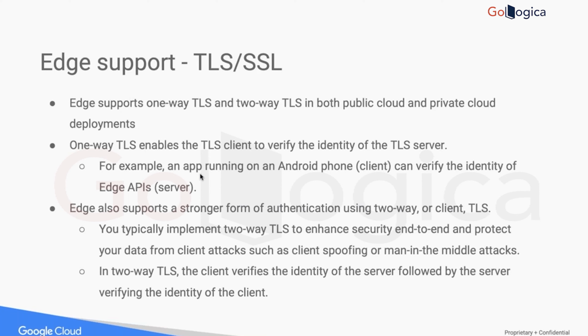Now, there is a stronger option. In one-way TLS, only the server is verified by the client. Sometimes, when the system needs more security, you also have to verify the client. That is achieved by two-way TLS. The client has to verify the server, and then the server also verifies the client. That's how two-way TLS is implemented.